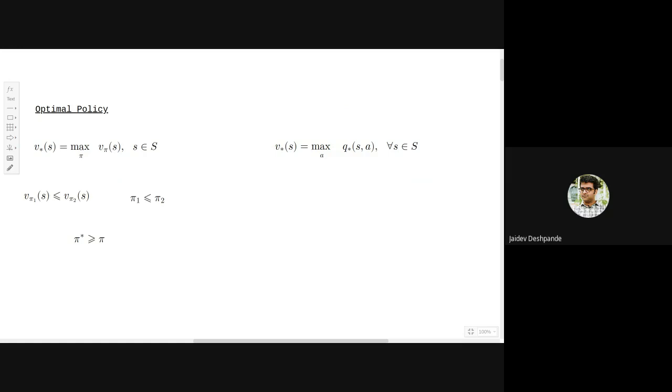This Q star has already accounted for all the possible policies, is it? Yeah, Q star is the optimal action value function, so it has accounted for that. So maybe write that down: Q star of S comma A will be a similar thing. Maximizing over this, yes, you are maximizing, right? Got it.